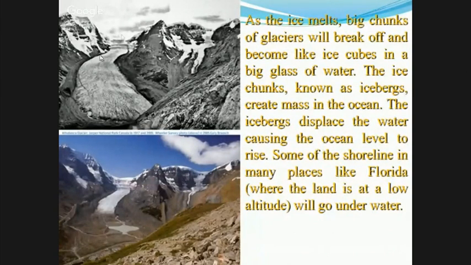This is because of melting. This area was completely covered by glacier, and recently taken pictures from satellites show that it has reduced to that extent. The snow covered area has been reduced. So some of the shorelines in many places like Florida will go underwater if this keeps on happening.